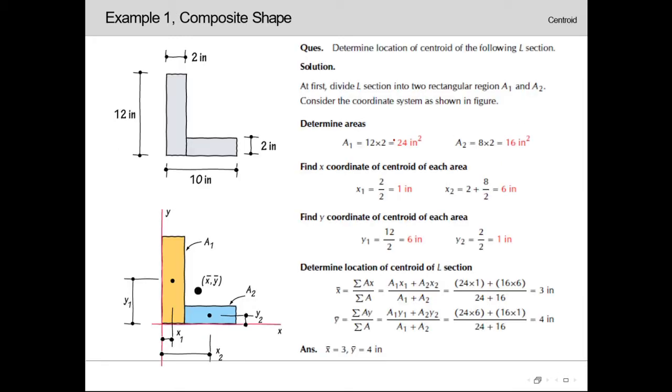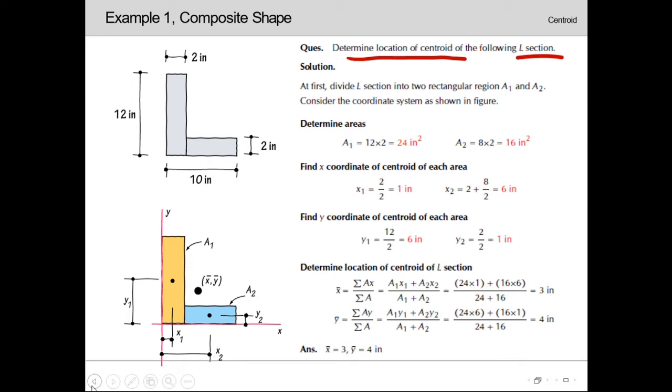But in case of composite shapes or composite objects, we are required to locate the centroid using some basics of determining the centroid of a composite shape. So that is mainly our first example, where we are asked to determine the location of the centroid. In example 1, we can see a composite shape which is basically an L section, and we need to locate its centroid.